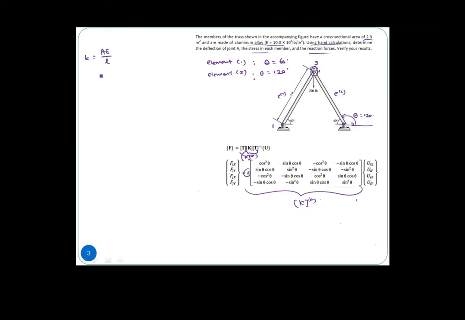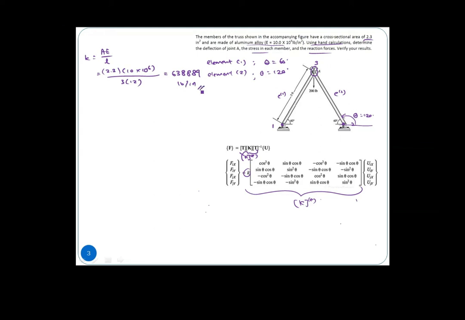Before transformations, we have A is 2.3, E is 10 times 10 to the power 6, divided by the length itself, which is 3 feet, 3 times 12, 36 inch. So we have 638,889 pounds per inch. So that is our K, basically.